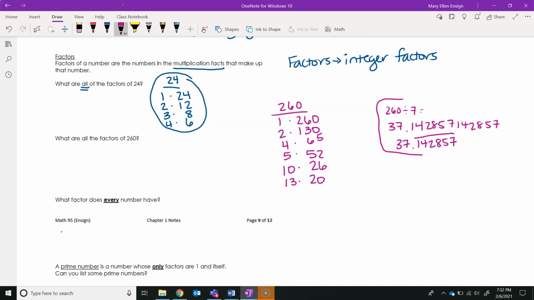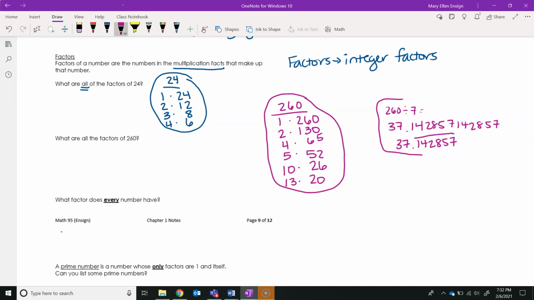260 divided by 14, again, if you look at that, that is another long repeating decimal, 0.571428. 260 divided by 15 is a decimal. 260 divided by 16 is a decimal. Same with 17, 18, and 19. So 260 divided by 20 is the next thing that will be a factor, but I already have that. So now I have all of my factors of 260.